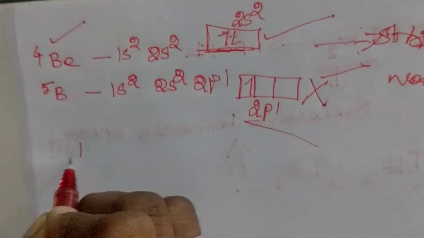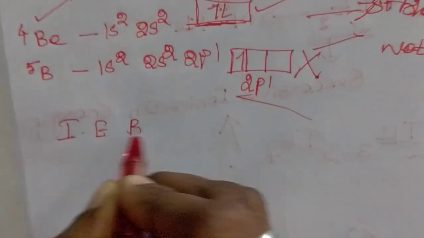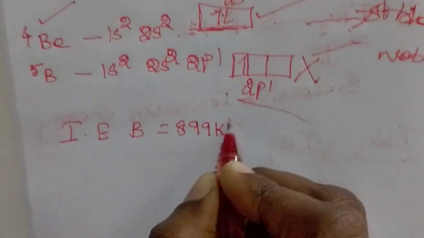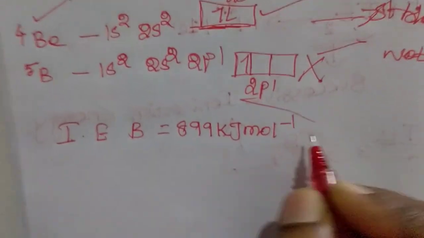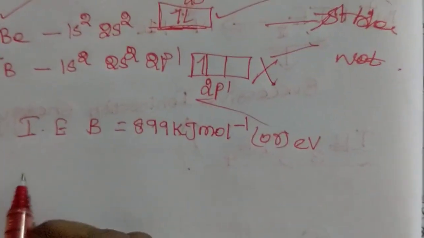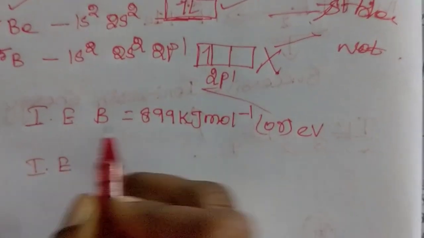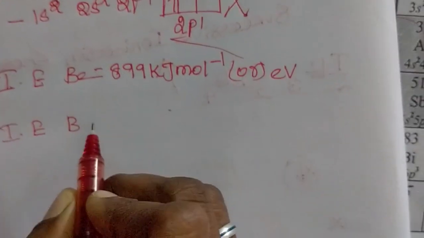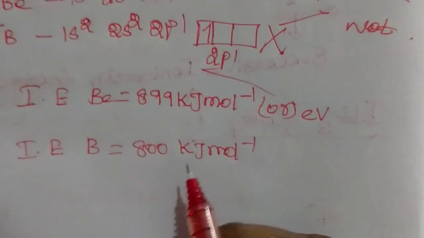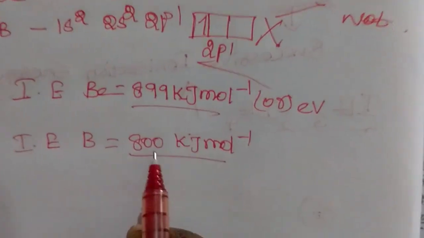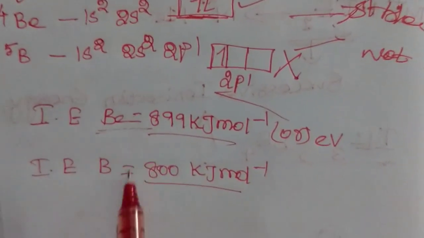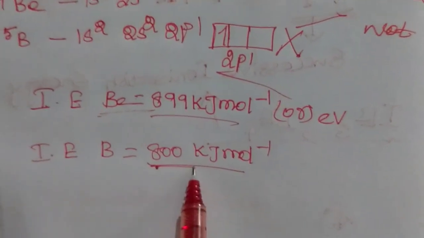So the ionization energy of beryllium is 899 kilojoule mole power minus 1, or we can say this one is in electron volts. The ionization energy of this is beryllium, and for boron it is 800 kilojoule mole power minus 1. You can compare these two. Which one requires more energy? Beryllium requires more energy and boron requires less energy.